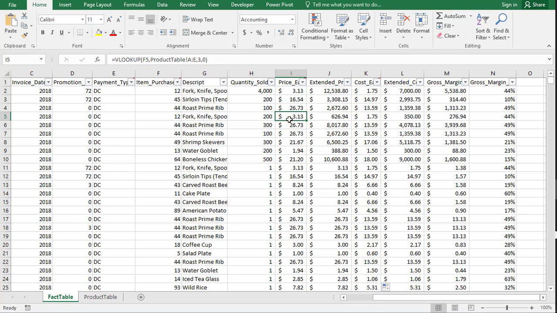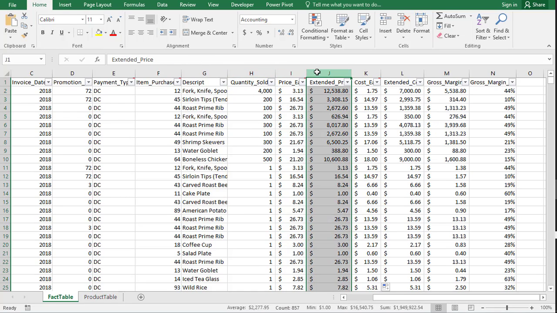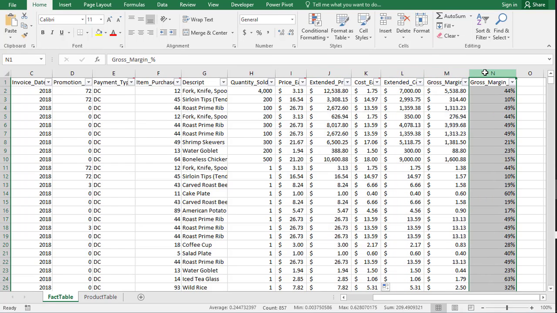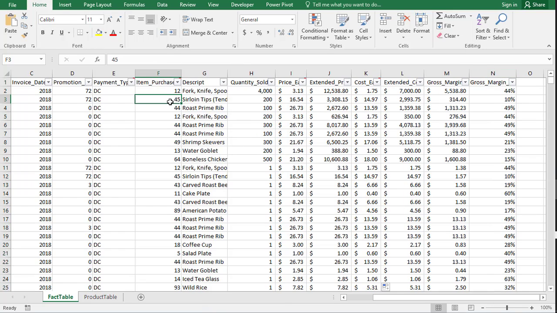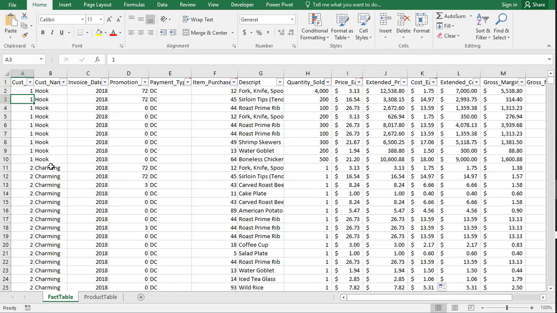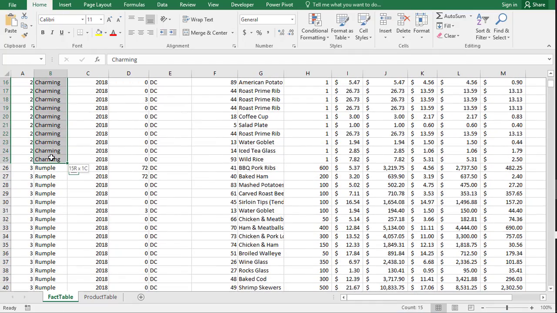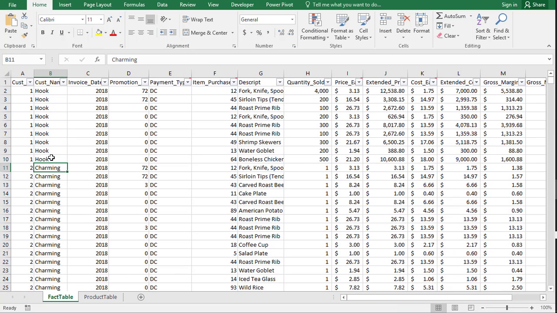What variable are you going to use? Are you going to use the quantity sold? Are you going to use extended price, extended cost, gross margin dollars, gross margin percentage? What are you going to use here? Are you going to use the number of times that a customer shows up in the data set? So Hook shows up 9 times and Charming, he shows up 15 times. Does that mean he's a top customer compared to Hook? Well, there's a lot of flaws depending on the logic of how you decide top.